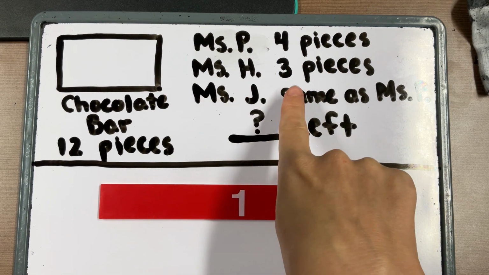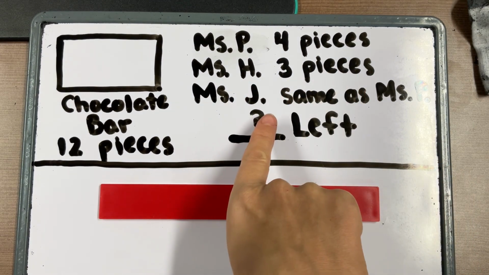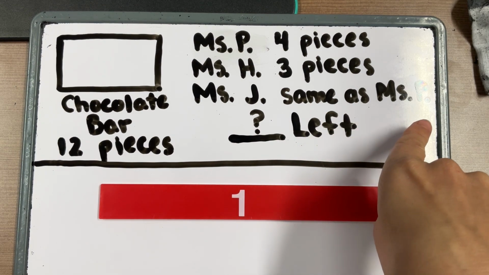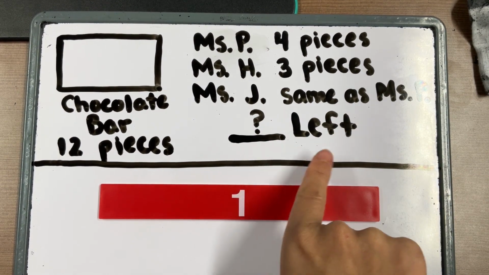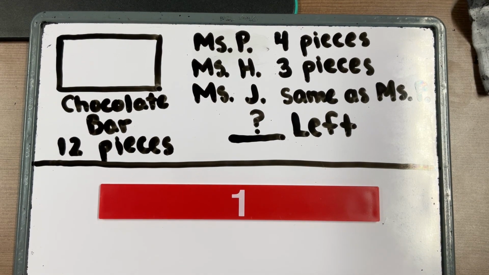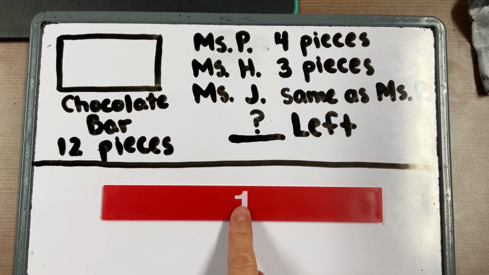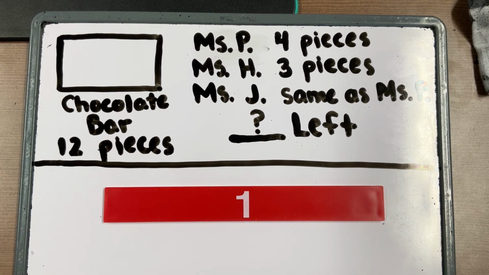Miss Hoff took 3 pieces. And Miss Jen took the same as Miss Pauline. How many chocolate pieces were left when the principals were done getting their pieces? Go ahead and get your fraction tiles or fraction strips out and build this problem. Pause the video here while you do so.